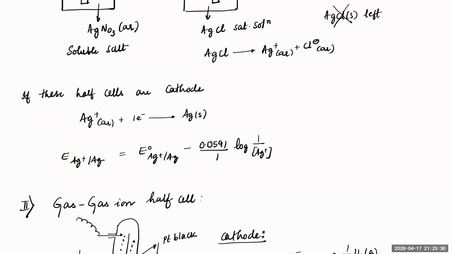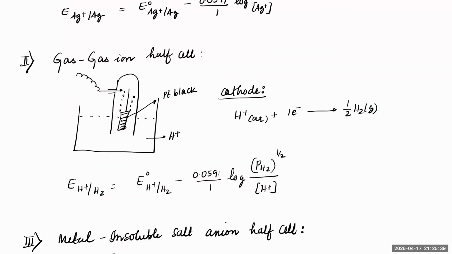Okay. Similarly, if you have a gas and gas ion half electrode, you can see this H+ ion is accepting one electron, converting into half H2. This is the cathode half reaction, or cathodic half reaction, or reduction reaction. In that case, E of H+ to H2 is E naught of H+ to H2 minus 0.0591 log of pressure of H2 to the power half by concentration of H+. Okay, this is the E value.